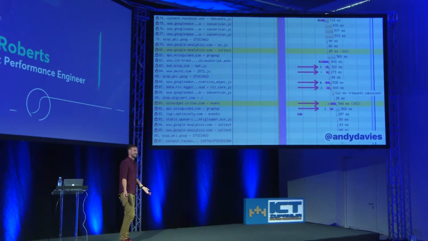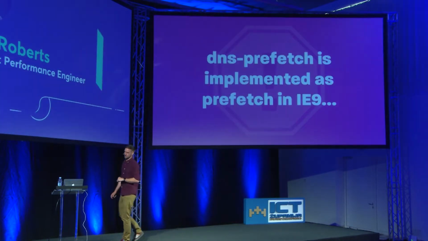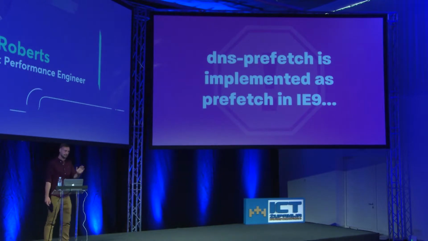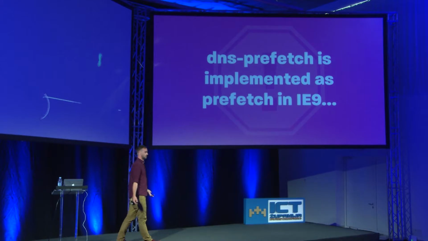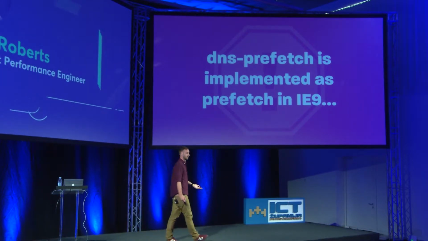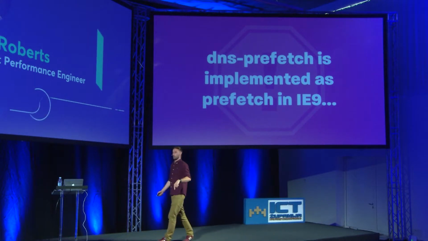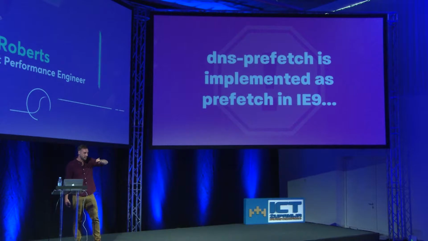DNS prefetch is the simplest. It's also probably the least effective, and there is also a weird bug. In IE9, if you still have to support IE9, my sympathies, they implemented DNS prefetch as prefetch, so the name is completely different in IE9. This doesn't seem too bad right now, but we'll come back to this later, when we start to look at what prefetch is meant to be. They're basically the opposite behaviors in IE9. We'll come back to that in a bit.